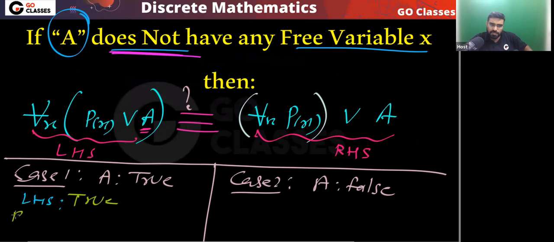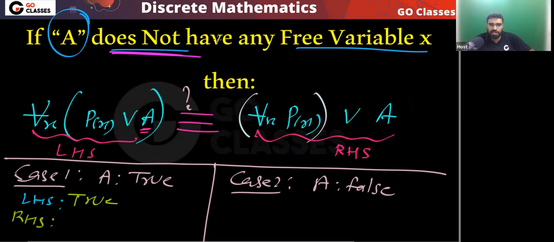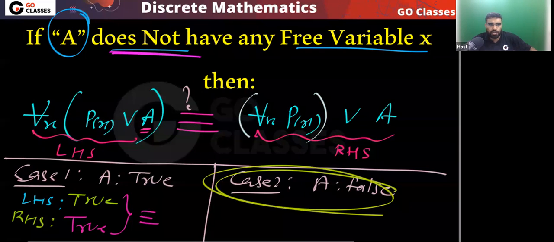What about RHS? This is some proposition. Is for all x P(x) a proposition? Yes, this is a proposition, and this is true or something, that is true. So easily you can notice this is also true. Are they equivalent? Yes, they are equivalent. So can I say this equivalence is valid? No, I have to check this second case also.